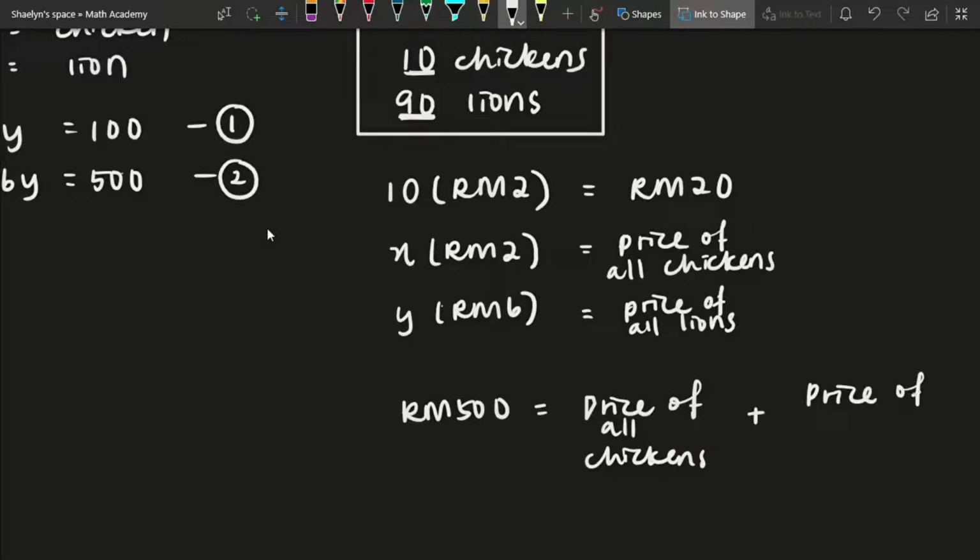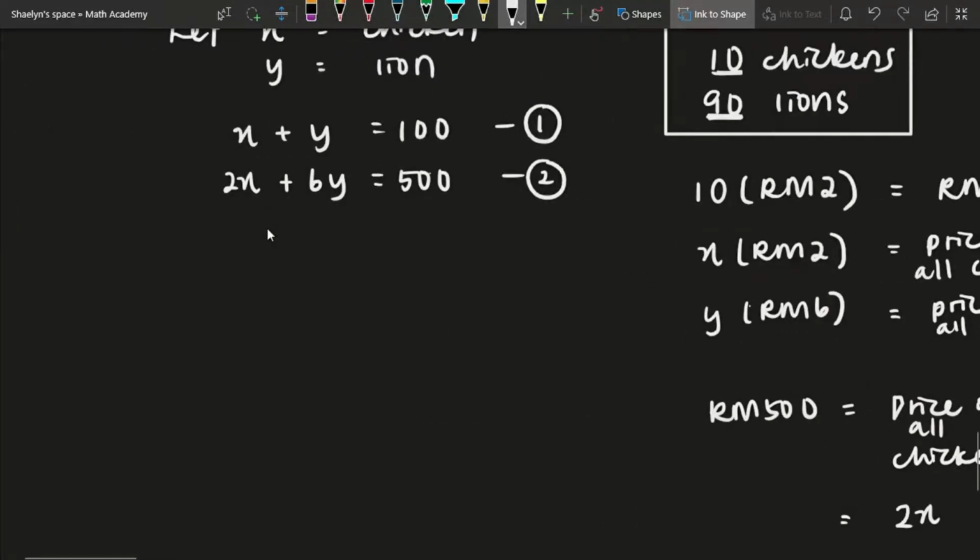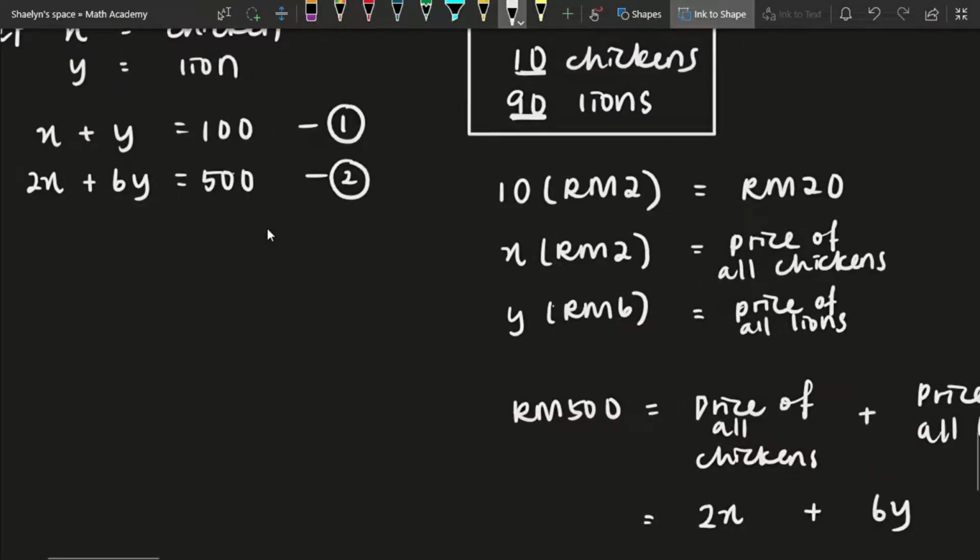Do you agree with me? Okay. So this is how it goes. Since we know that the price of all the chickens is 2x, we usually don't include the RM in an equation because it's not required. So let's just write 2x. And for the price of all lions, right here we have 6y. So that's why we say 2x plus 6y equals to 500. And this is how I get this second equation.